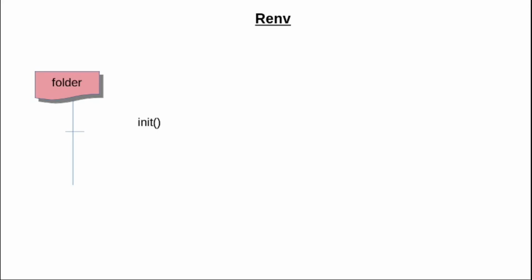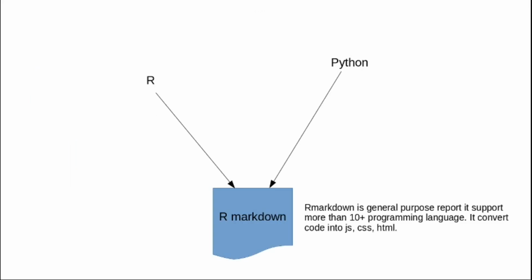It is so simple. And I am making an R Markdown file. R Markdown is a general purpose reporting tool, and it supports more than 10 programming languages, and you don't need to do the front end development. It automatically converts your code into JavaScript, CSS, and HTML. So it saves lots of time.